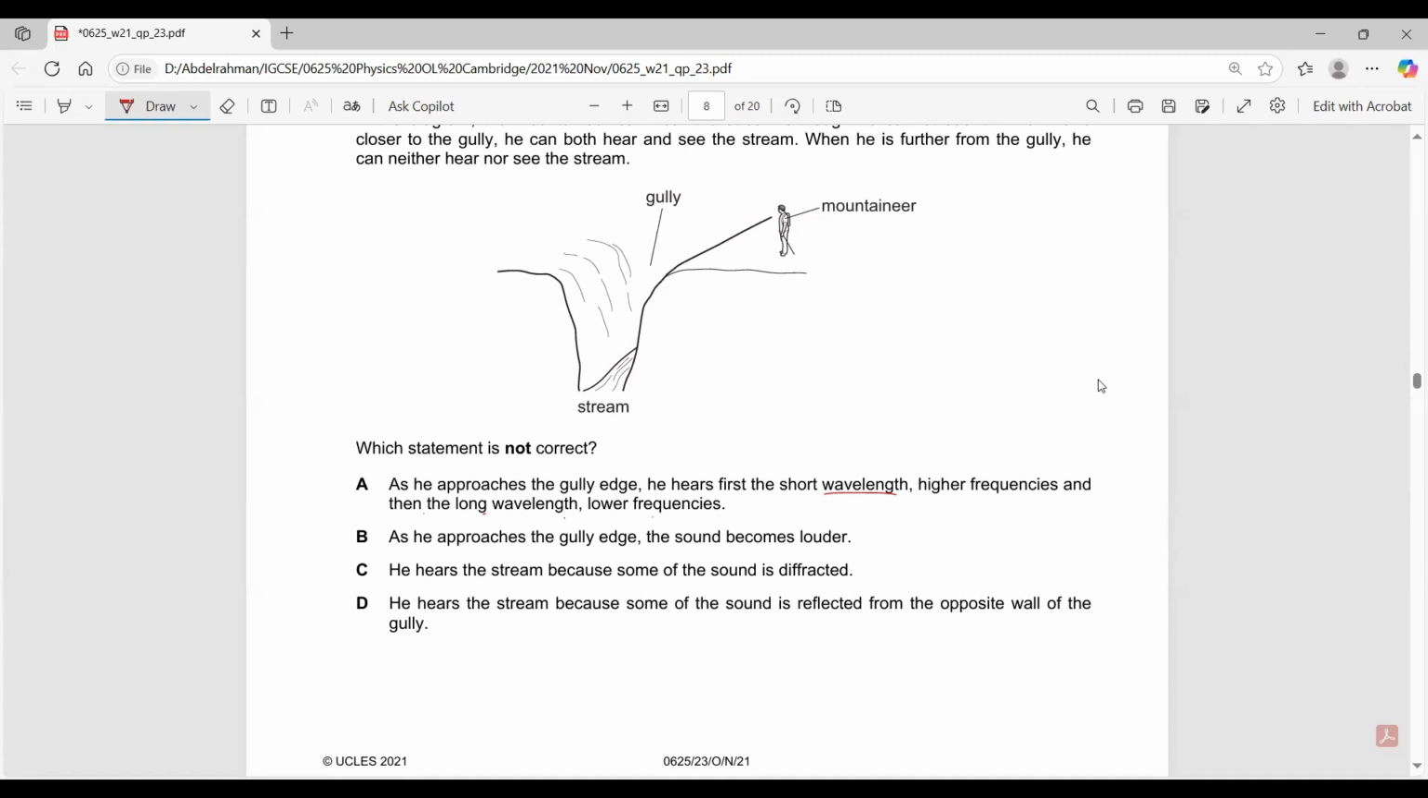As he approaches the gully, the sound becomes louder. Yes, it does become louder because he's getting closer to the source. So this is correct. Again, we're trying to find the wrong answer. He hears the stream because some of the sound is diffracted. Yes, that is true. A sound wave can diffract a lot more than a light wave. He hears the stream because some of the sound is reflected from the opposite wall of the gully. Yes, some of the sound is diffracted and some is reflected. It is true. So the only wrong answer is A.